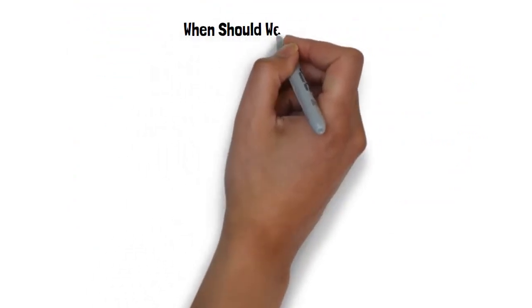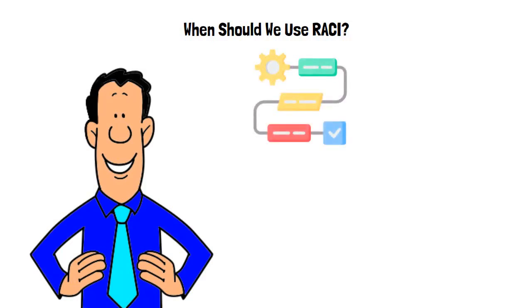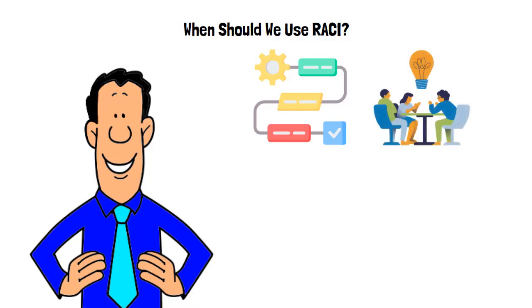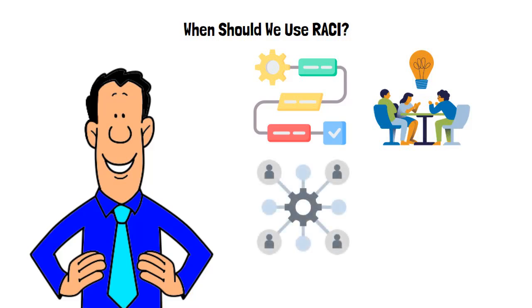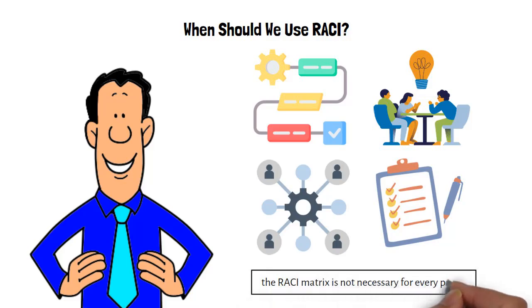When should we use RACI? A RACI matrix brings complexity and process to the projects. This may slow down the speed of small and fast-moving projects. Therefore, if the team is small, you can clearly define the roles and responsibilities by just assigning tasks to team members. You don't need to define every process in detail. Large and complex projects involve various people and stakeholders. This is where a RACI matrix can be useful, because you need to define the responsibilities of people clearly. Otherwise, you will face confusion and problems among people. In brief, the RACI matrix is not necessary for every project.